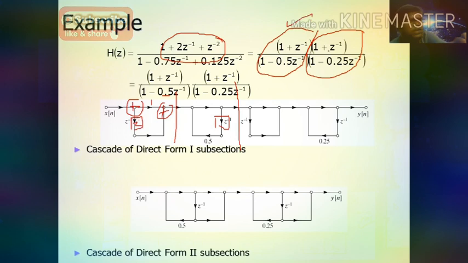Similarly for the second one. So the second one is what? 1 plus z inverse. Likewise, draw one single straight line. Your z inverse comes along with x of n. So I put here the x of n block. Okay. Here the coefficient is 1. So I put here 1 as a constant multiplier. So here one adder element, here another adder element. Okay. Here one adder element, here another adder element. This first portion is over.